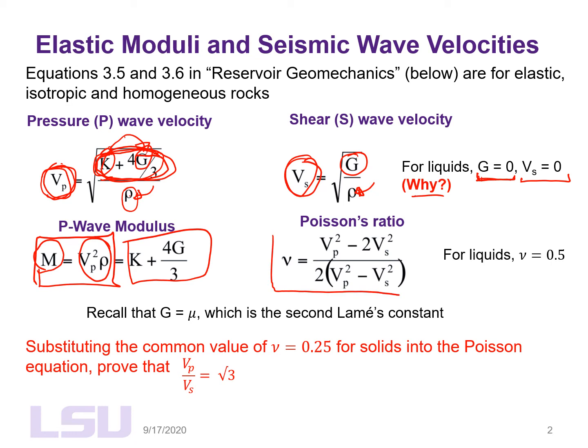This is the expression to calculate Poisson ratio as a function of P wave and S wave velocities. And for liquids, Poisson ratio is practically 0.5. I mentioned this on the previous slide. And the common value for Poisson ratio for solids is 0.25.